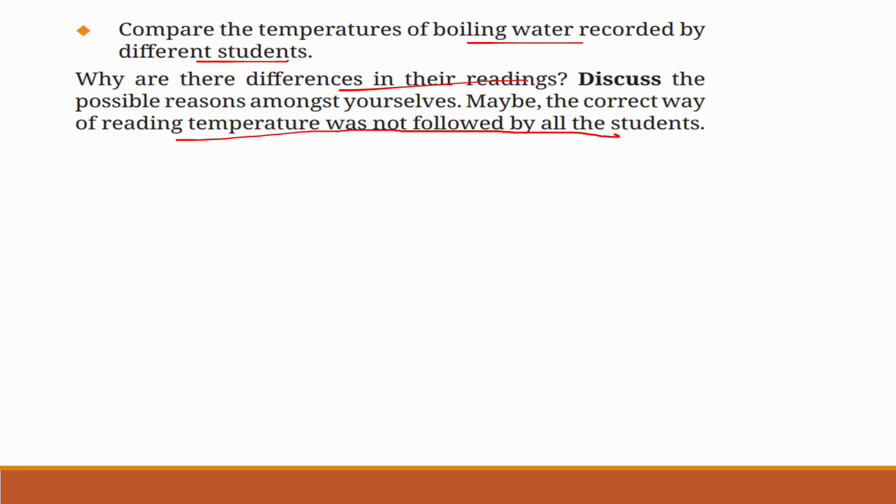Maybe a human error. Reading the thermometer incorrectly can lead to errors in the recorded temperature. Also, maybe some environmental factors, for example, room temperature, air pressure, and humidity. They can influence the boiling point of water. So, small variations in these factors can lead to slightly different temperature readings.